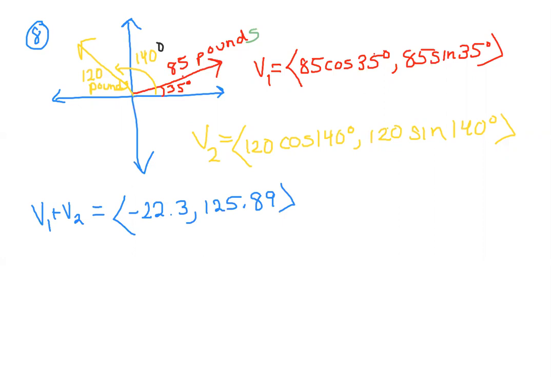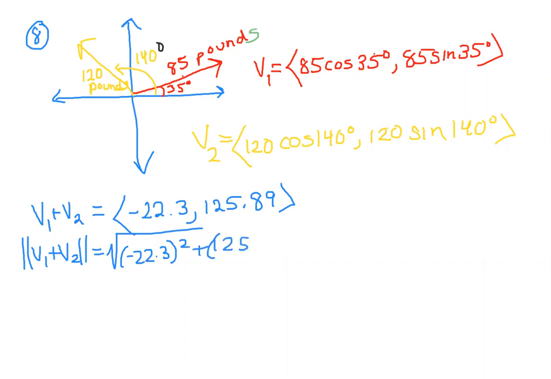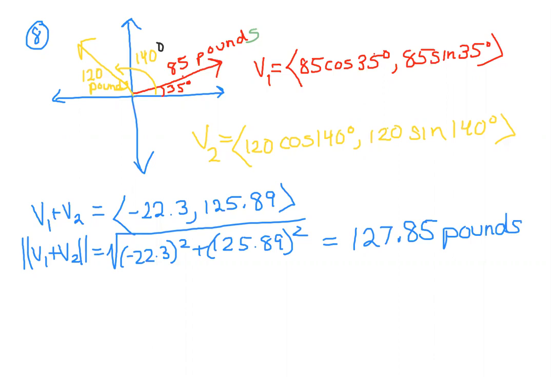Now again, it's asking you for the magnitude and direction. So the magnitude is this, and that gives you 127.85 pounds. There's your magnitude. Your direction is going to be tangent theta equals 125.89 over negative 22.3. Oh, we've got to look to see what quadrant this is.